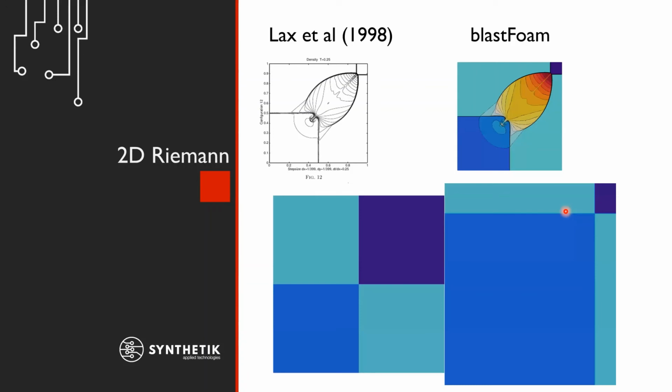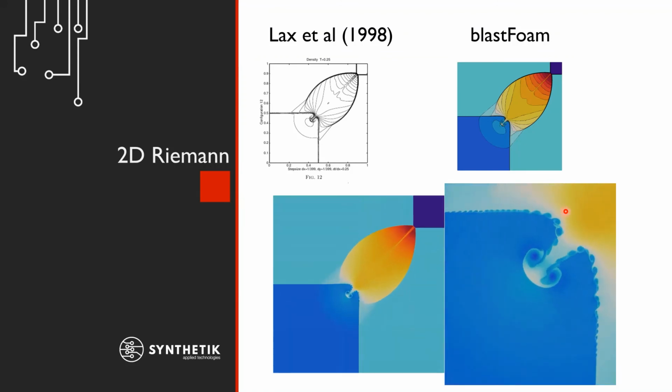Next, we have a 2D case. So this is a 2D Riemann problem where we have quadrants of velocity, density, and pressure. You can see it expands, and then you can see comparisons with us. So the top right is us, contoured, not zoomed in. And then you have the bottom, which is just a nice zoomed in, refined version of this.